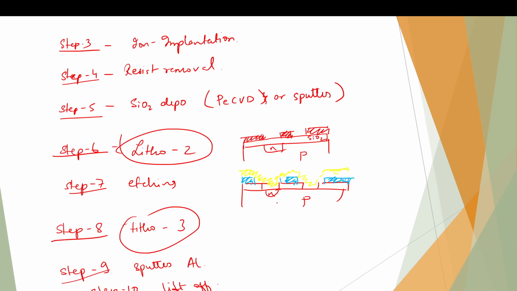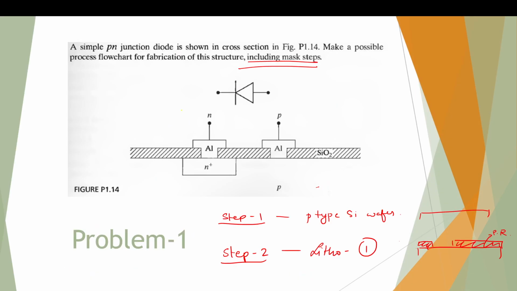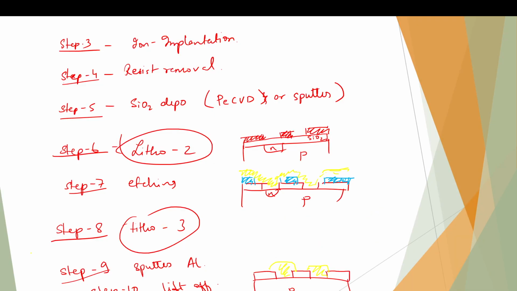Sorry. So after lift off, my sample will look like P, then this is the SiO2, and there is metal. So that is exactly like how we wanted it to be. Okay, is that fine?